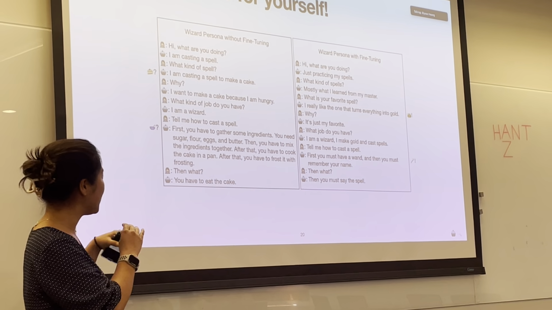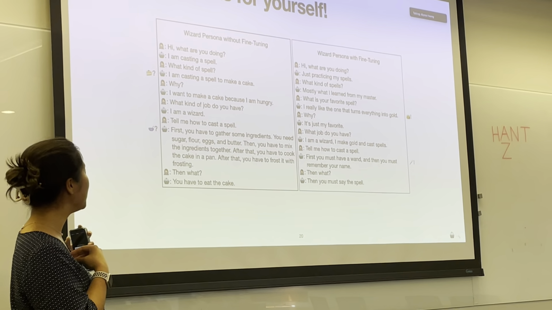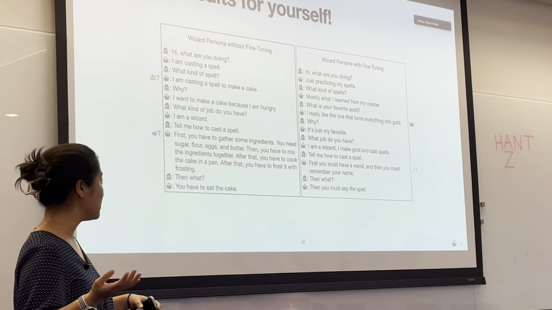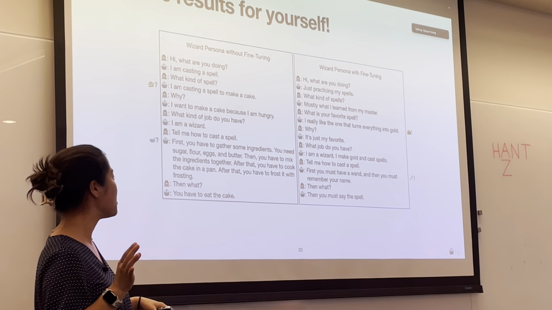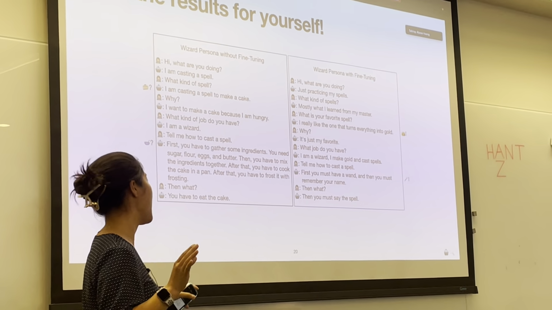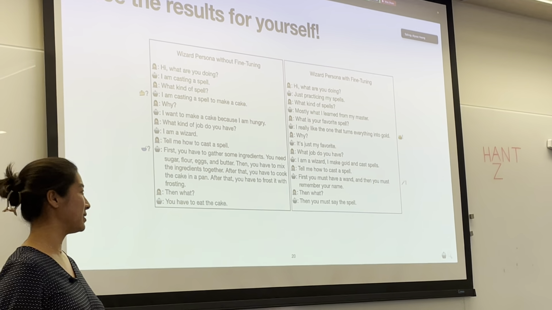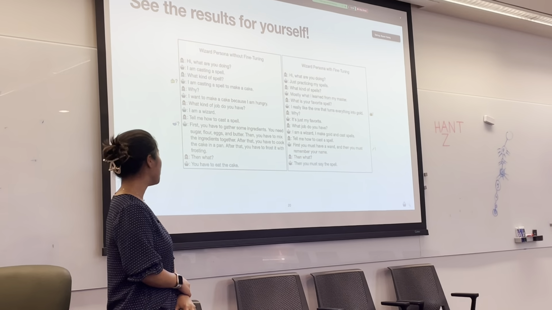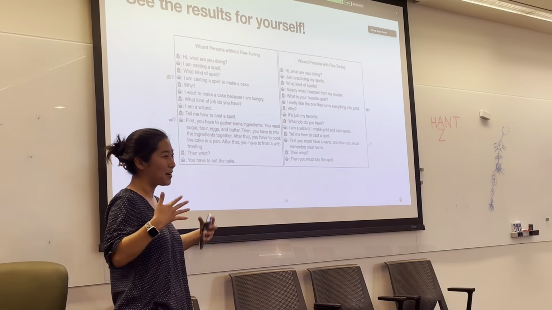I'm asking it to teach me how to cast a spell, and GPT-3, without fine-tuning, is saying, well, first you gather some ingredients. You need sugar, flour, eggs, butter. Then you mix the ingredients together, and bam, you have a cake. And then I'm like, then what? Because I'm trying to give it more chances to act like a wizard, and it just says, you eat the cake. So that was kind of boring.